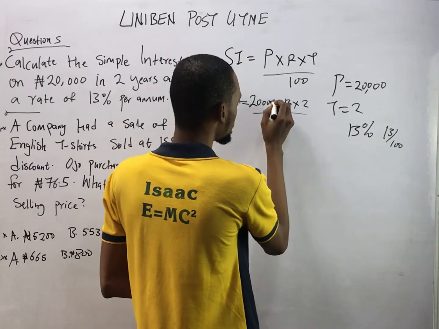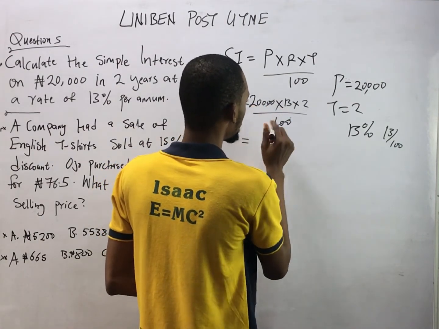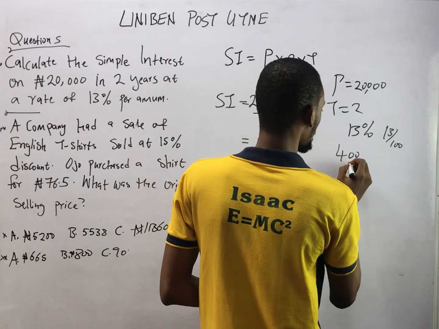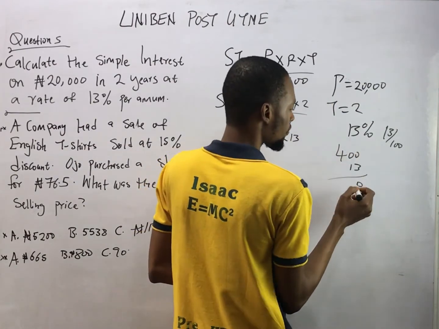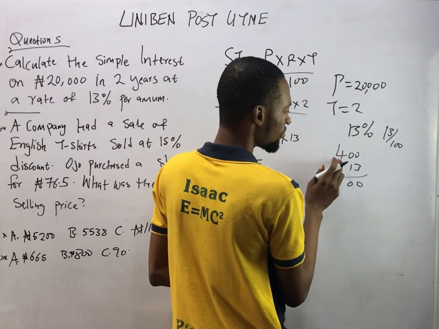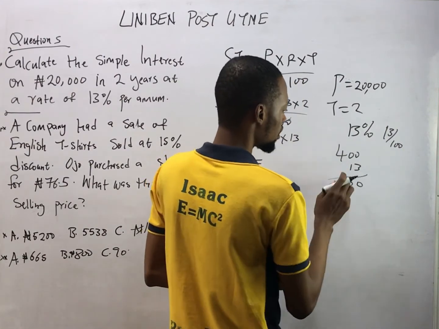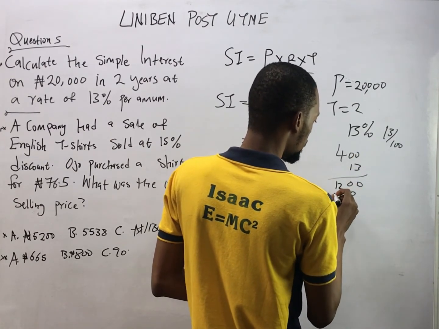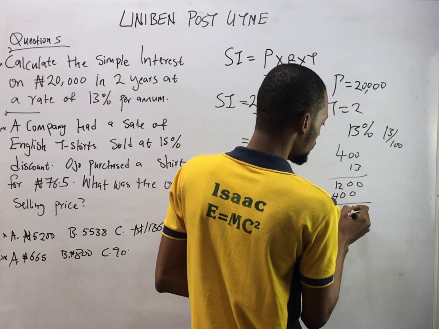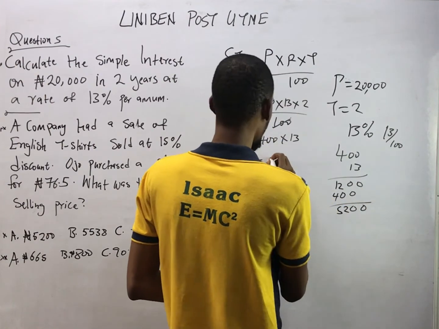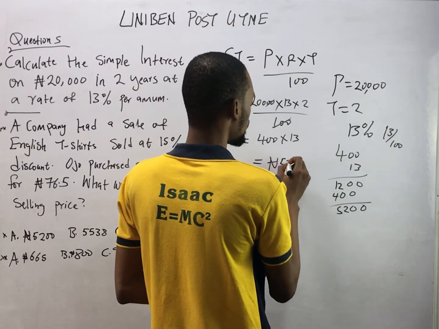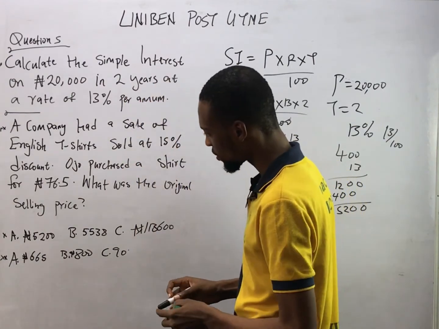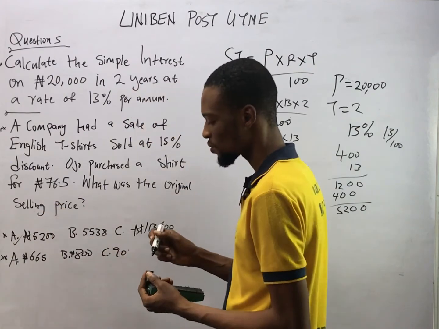So dividing, this cancels this, 200 times 2, that is 400 times 13, which is equals 3 times 0 is 0, 3 times 0 is 0, 3 times 4 is 12. Then 1 times 0 will give you 0, 1 times 0 will give you 0, 1 times 4 is 4. So adding, you have 0, 0, 2, 5. So that's 5,200. 5,200 is the simple interest. And that will give you option A, 5,200.